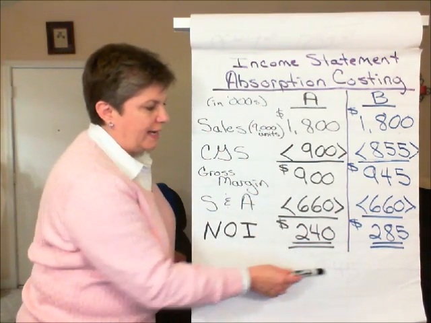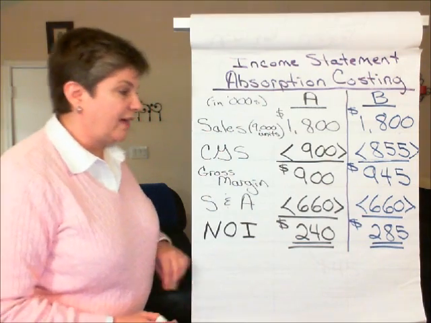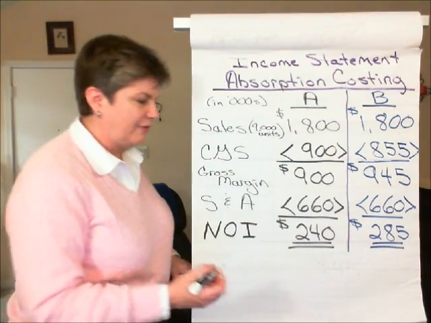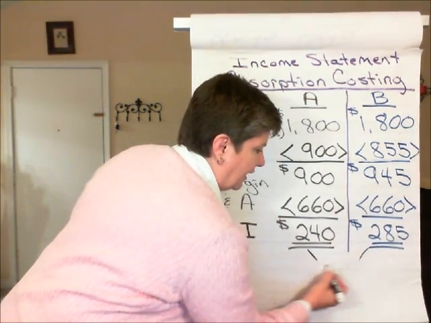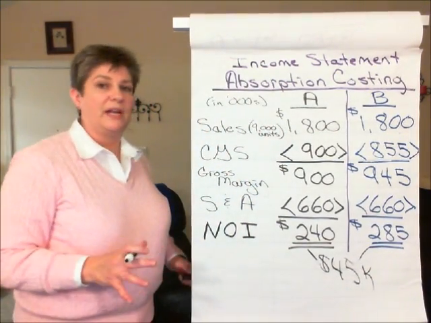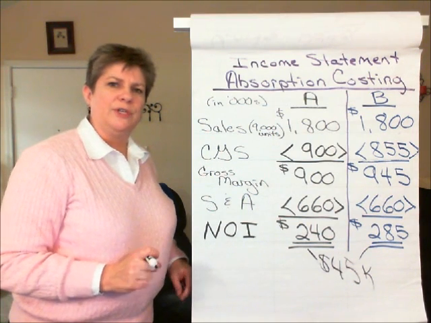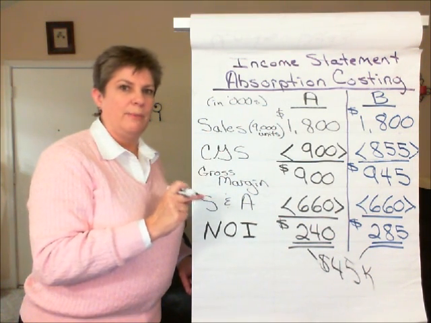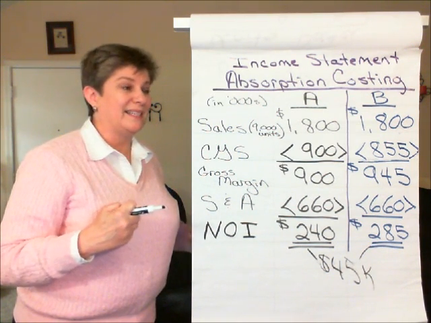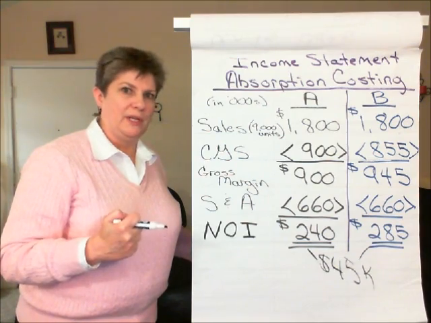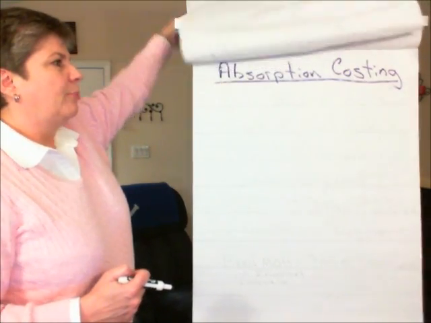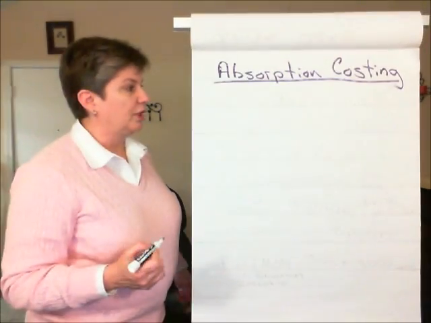Recall that in scenario A, our net operating income was $240,000, and in scenario B, net income was $285,000. So we've got a difference in income under these two different scenarios of $45,000 when in both scenarios we sold 9,000 units. Now, it's easy to understand why that would be confusing to someone. So how can we explain that now that we've looked at how we calculate product cost under absorption costing?